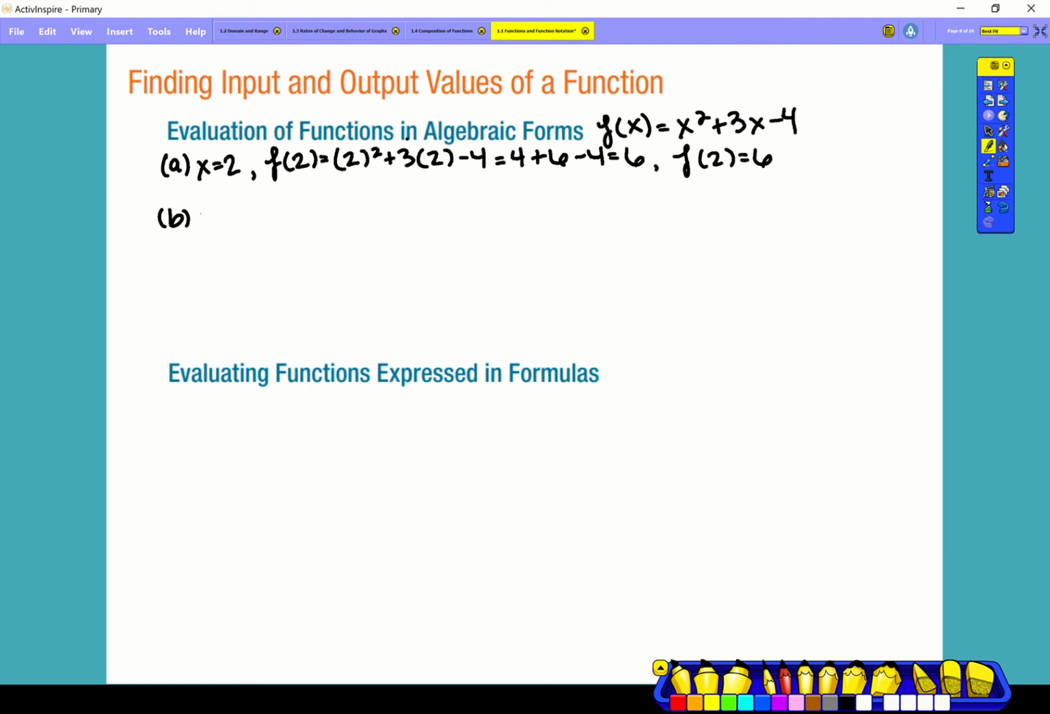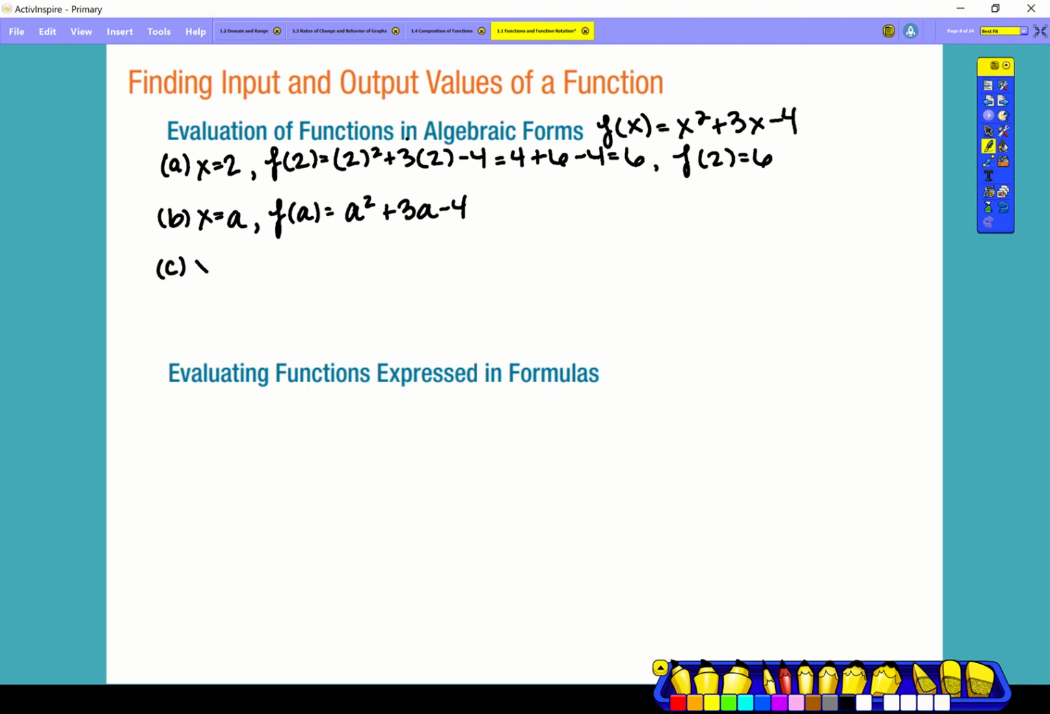Now, being weird, what if I just let it be a? Well, that x now becomes a. And wherever x is, you plug a in. And that's it. That's your answer. Super simple. That one's the easiest.